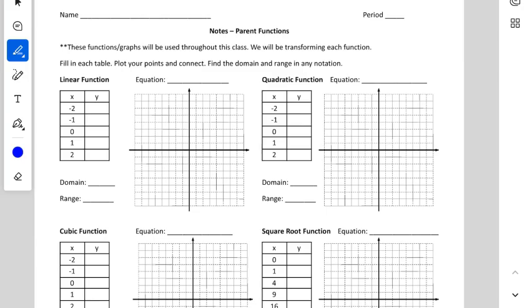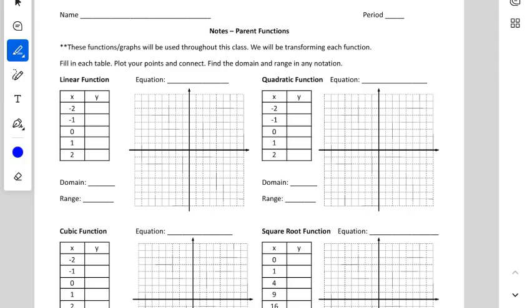We are going to talk about the parent functions. So in Algebra 2, you learn about all the functions, and we learn to graph them and write down domain and range, and then later we transform them. The parent functions are like the very basic function, like y equals x is a parent function. Y equals x squared is a parent function. So over here on my screen, I have the parent functions.